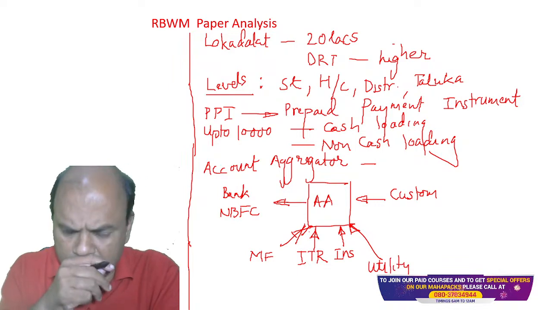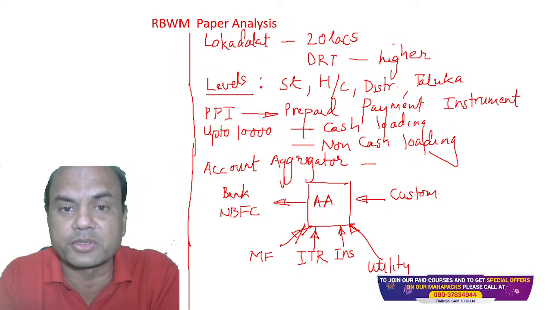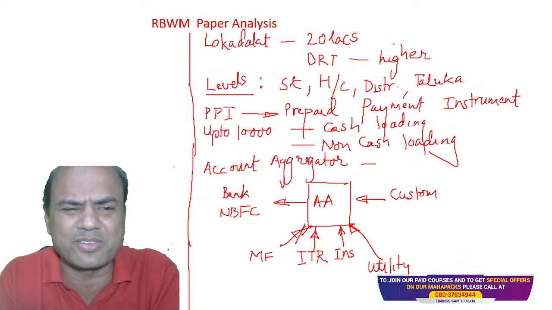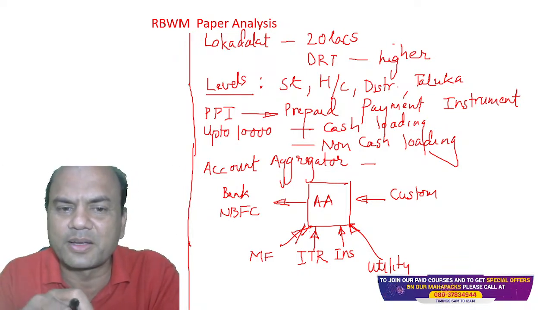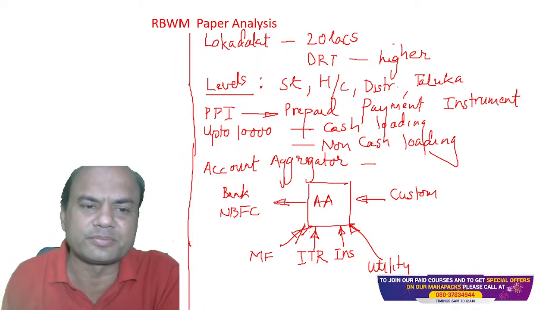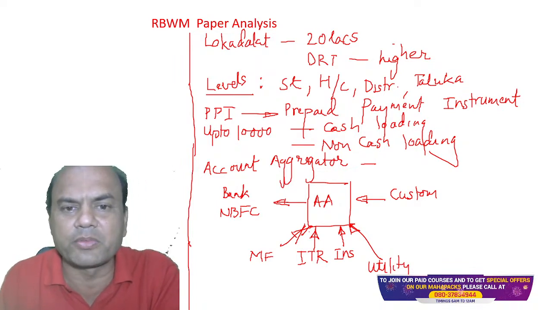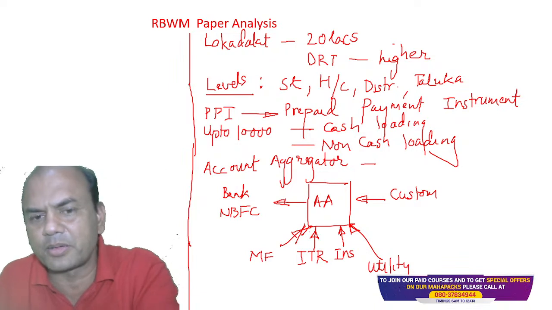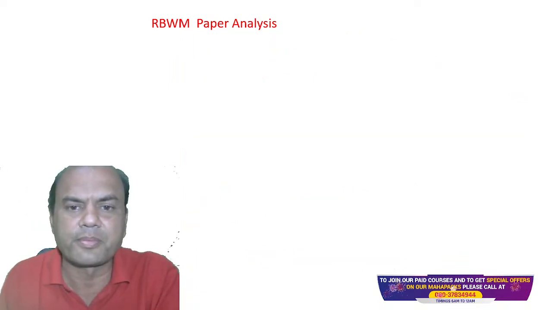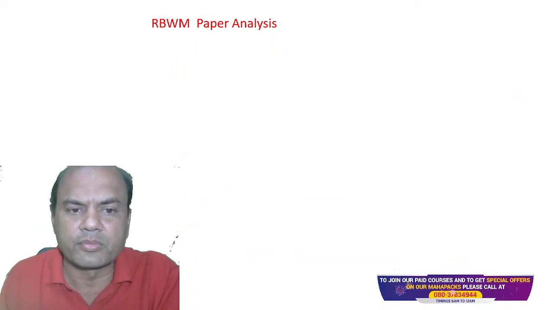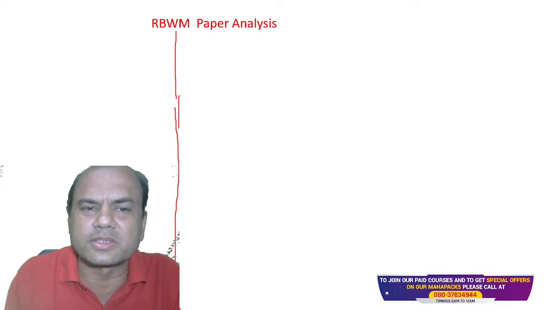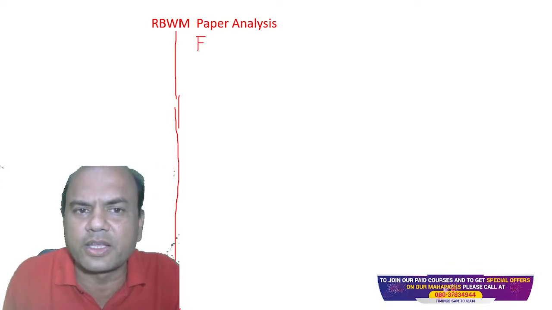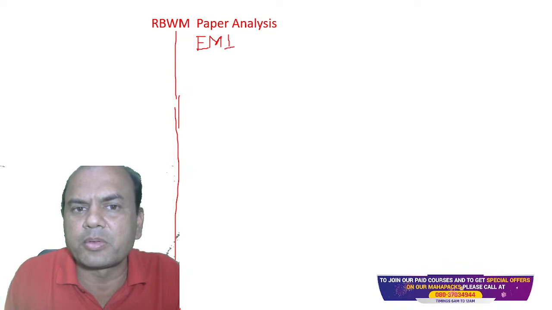Then there was an EMI problem also, it seems. EMI is very easy, isn't it? You might have done this in your AFM also. EMI problem was, let me come to the next slide. They had asked you some EMI for home loan or something, right? Home loan only they ask you. What is the EMI problem?